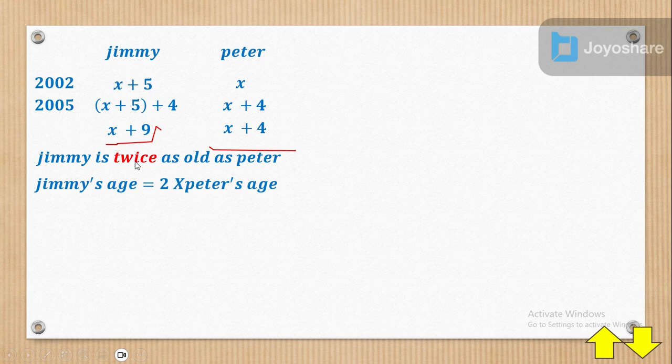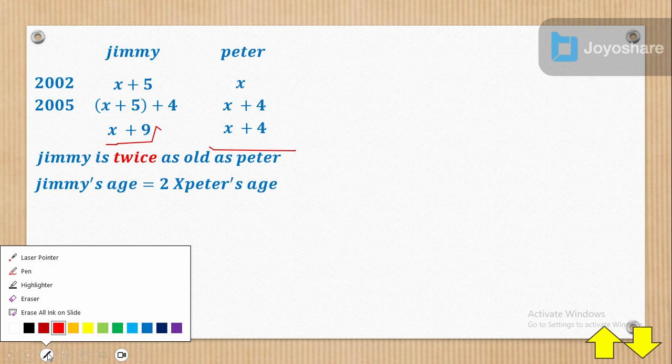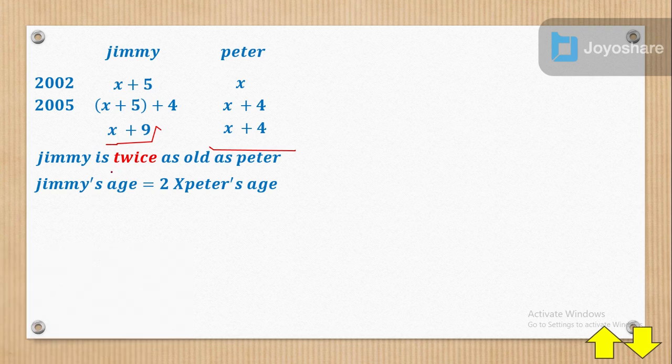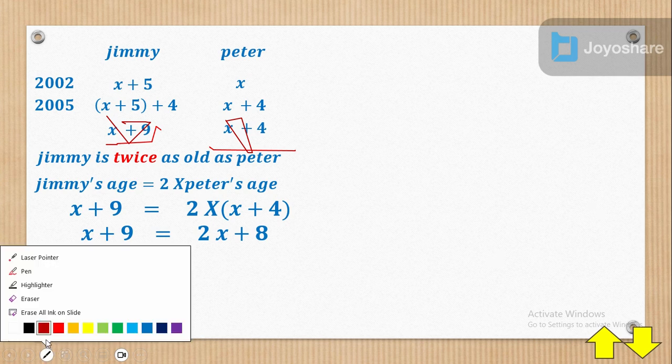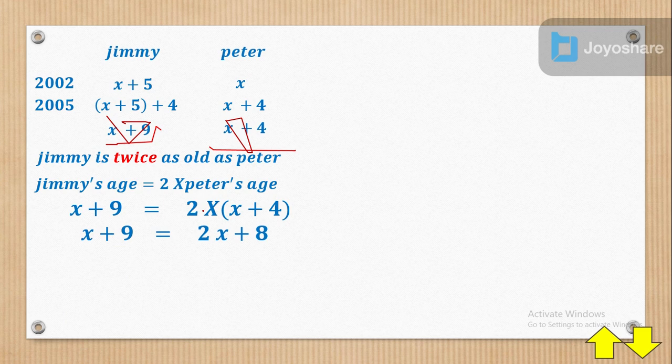Please take note, this twice here means equal sign, twice means times Peter's age. Now, Jimmy's age is here as x plus 9. Peter's age is x plus 4. So just come and substitute in and get the answer. So you try to multiply there. Please, my ink pen is a bit slow, that's why we are not moving at the same pace. 2 times x gives 2x, 2 times 4 you get 8. Next is collecting like terms and getting a value of x.